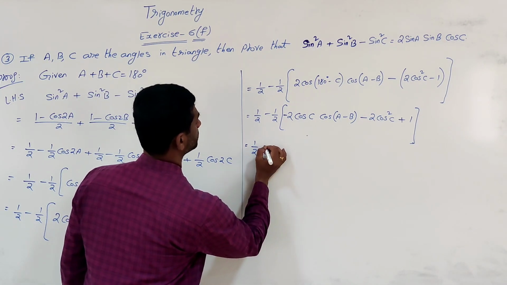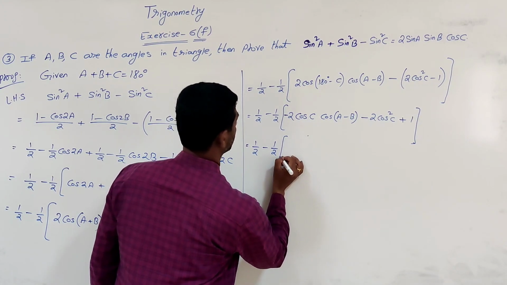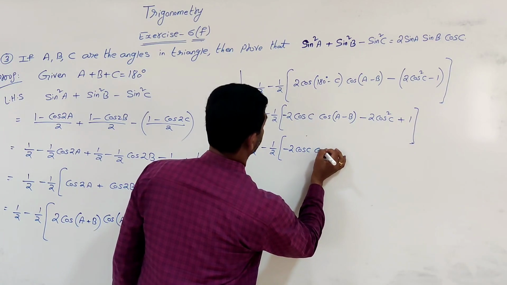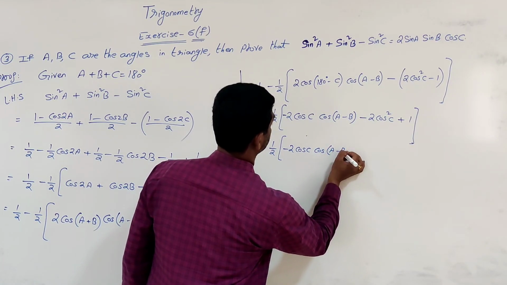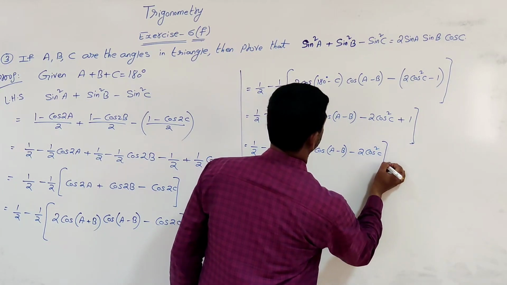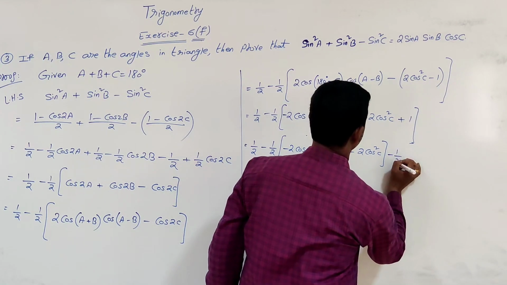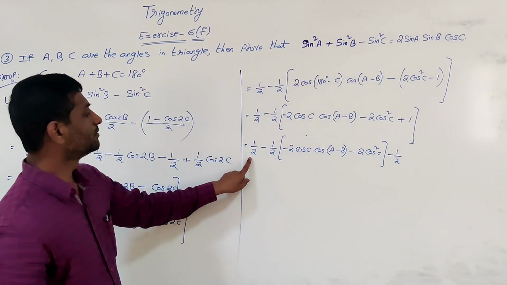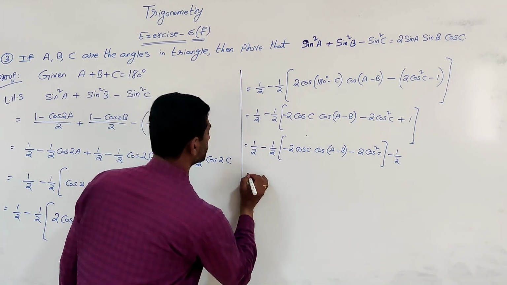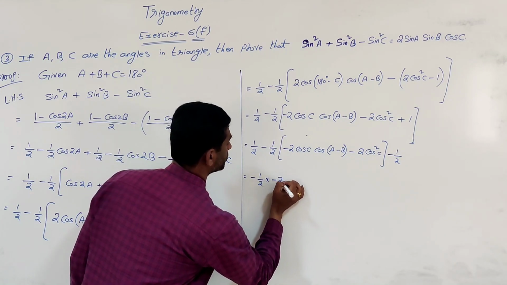One by 2 minus 1 by 2 times minus 2 cos C cos of A minus B minus 2 cos square C, and minus 1 by 2 into plus 1 is minus 1 by 2. So minus 1 by 2 plus 1 by 2 get cancelled, and from these two terms minus 2 is out. Minus 1 by 2 into minus 2 cos C.